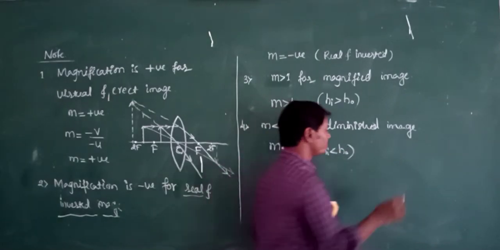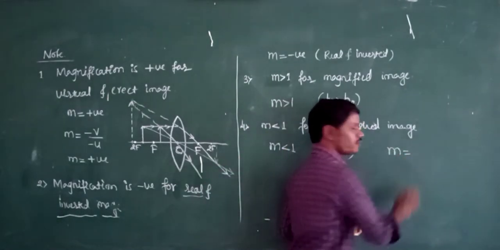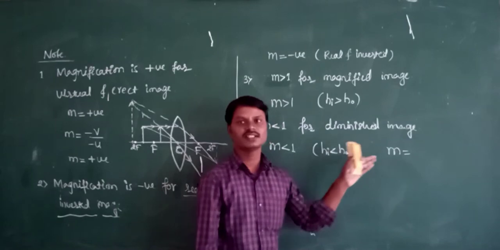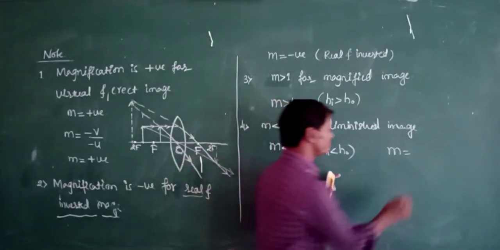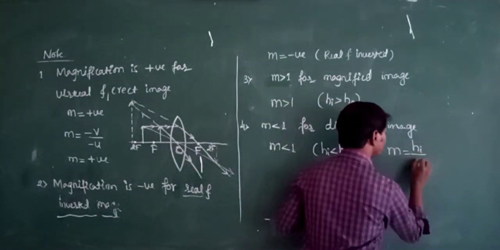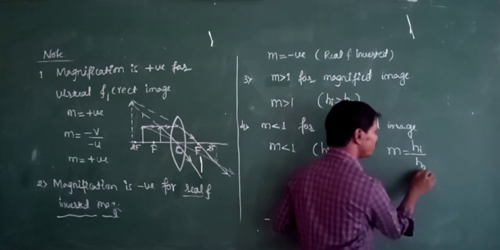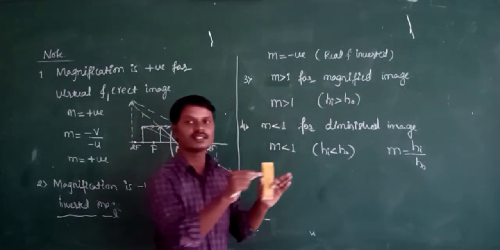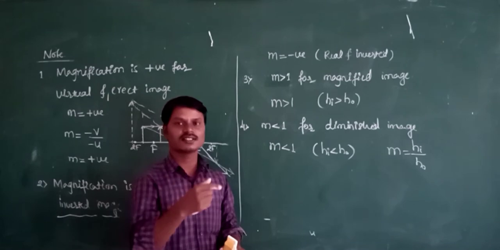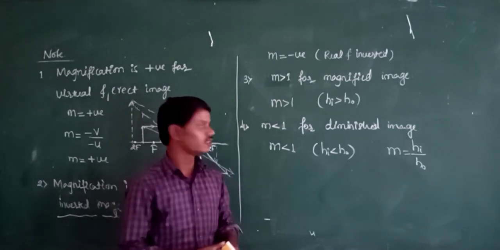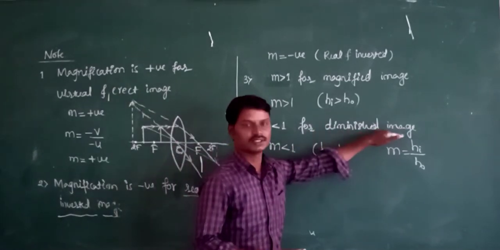Now let us consider, we know what magnification is. It is the ratio of the height of the image to the height of the object. If the height of the image is less than the height of the object, meaning the numerator is less than the denominator, its answer is always less than 1, then the image is said to be diminished.